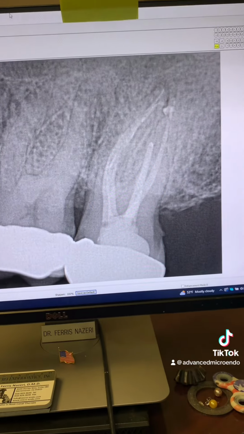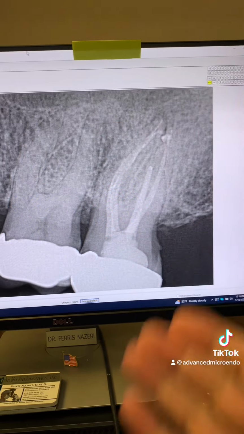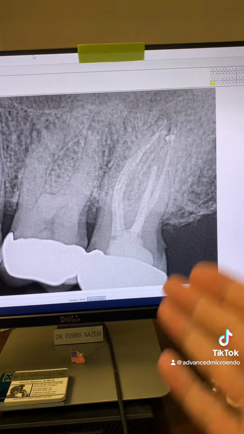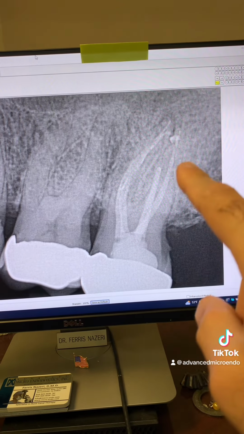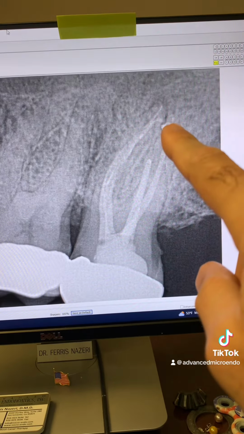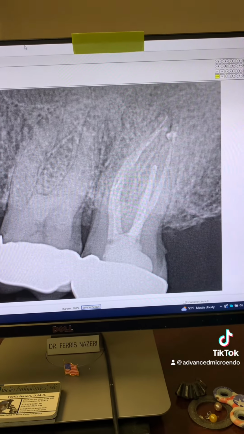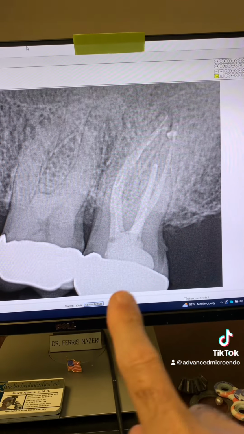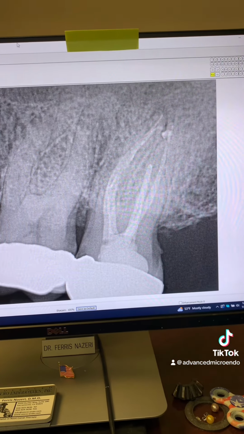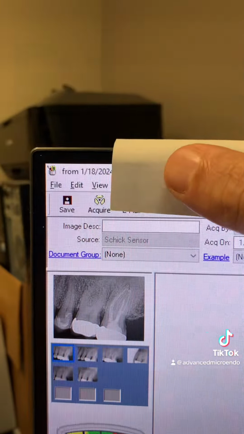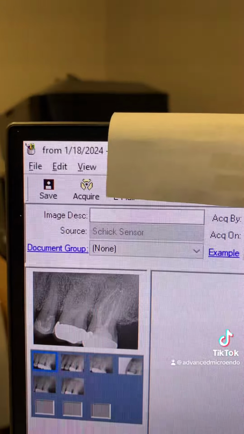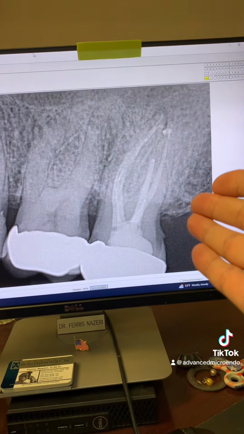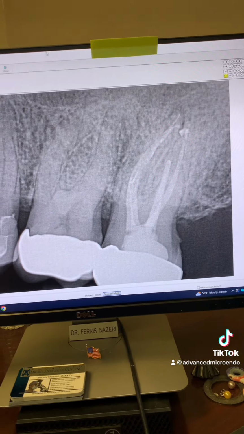And this was just now, 6 months post-op of tooth number 15. As you can see, that large periapical lucency is much smaller. Patient has no symptoms whatsoever. Tooth has a crown on it now in full function, and patient is extremely happy. And here's the date, as you can see, just now, today. All right, so 6 months post-op of tooth number 15.